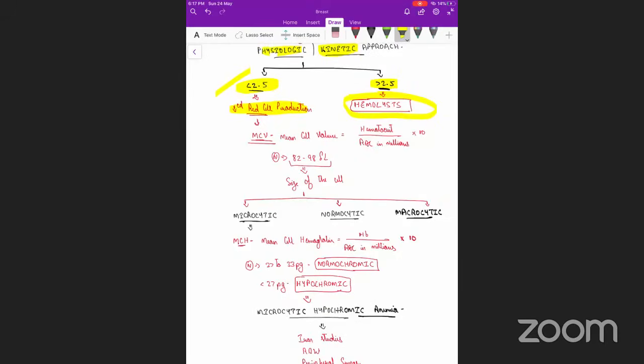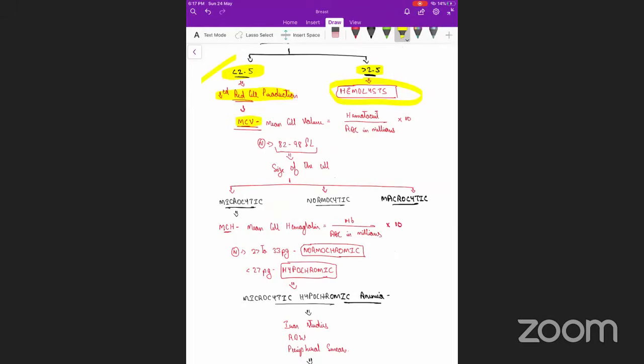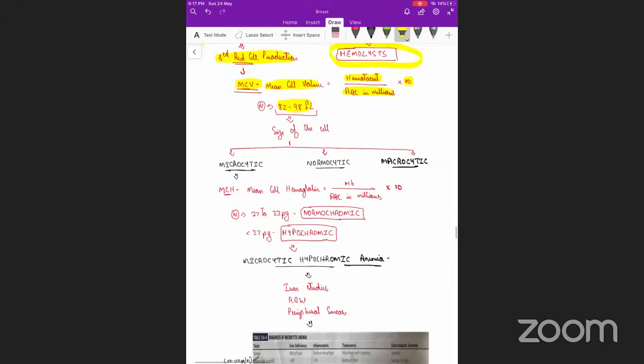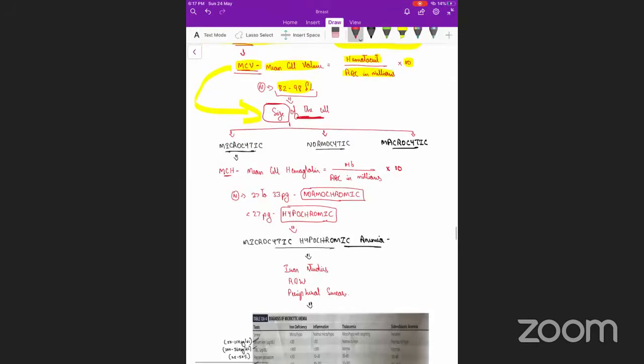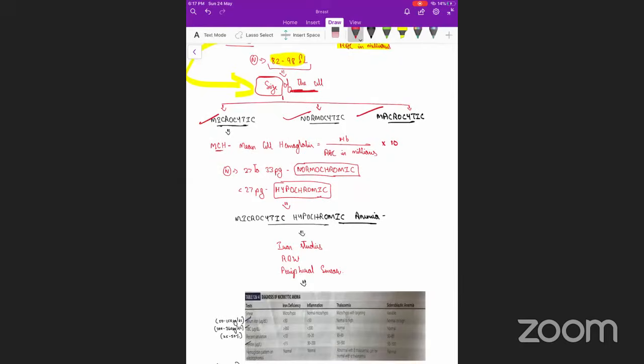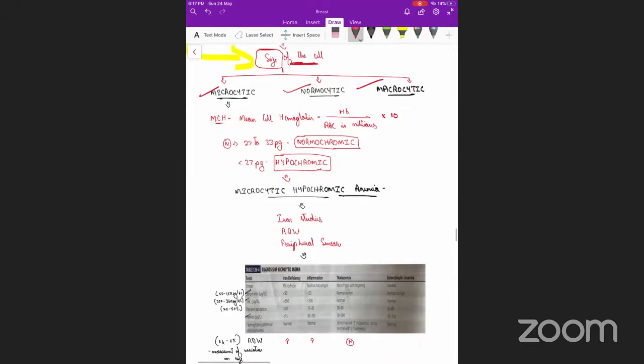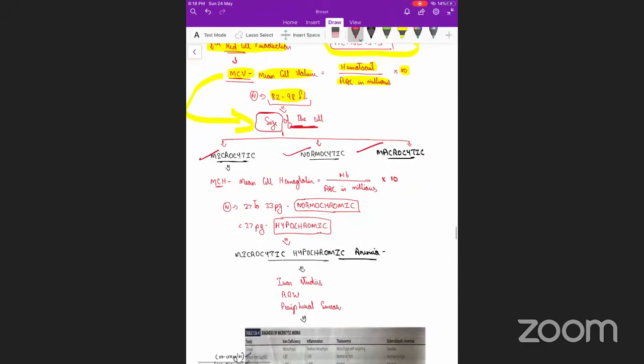Once we do RPI, next we go for mean cell volume, one of the RBC indices, as we saw. How do we calculate mean cell volume? Hematocrit divided by RBC in millions, into 10. Normal value is 82 to 98 femtoliters. Using MCV, we interpret the size of the cell: microcytic, normocytic, or macrocytic. If it is less than 80, we call it microcytic. If it is greater than 100, we call it macrocytic. That is how we decide.